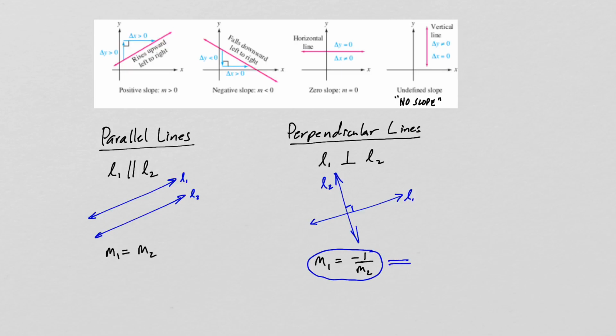So another way to think about the relationship between perpendicular lines is that if the slope of the first line is A over B, then the slope of the second line will be negative B over A. And so that's what we mean when we say they are negative reciprocals of each other. Okay? And that's when they're perpendicular. And so we'll do some examples here in just a minute.